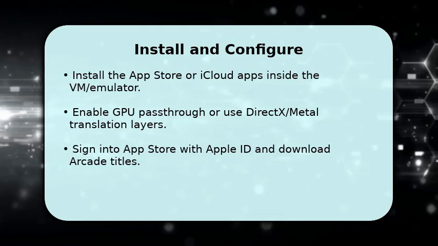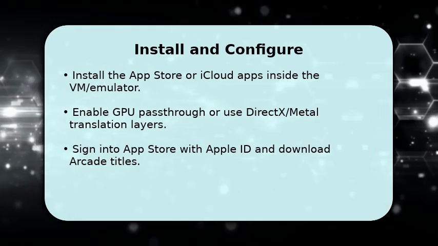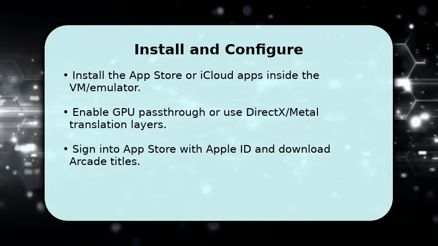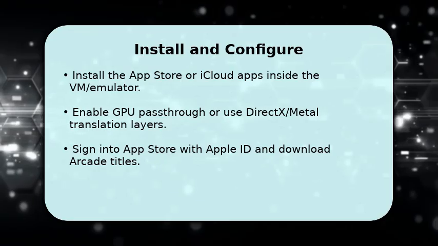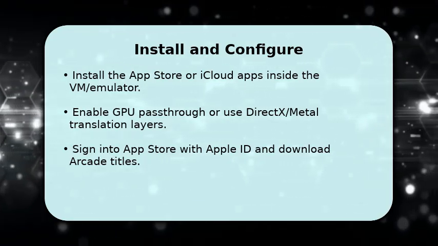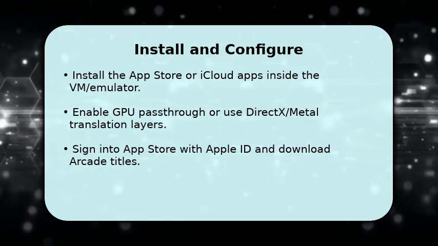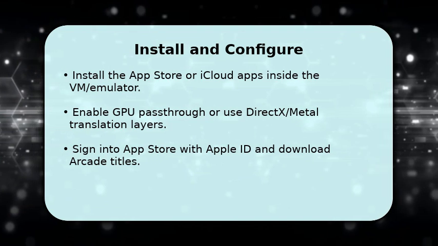Configure graphics, enable GPU pass-through if your hypervisor supports it, or use translation layers that map Metal to DirectX so games run smoothly. Once configured, sign into the App Store with your Apple ID and locate Apple Arcade. Download the chosen games and let them install, keeping an eye on permissions and network access.